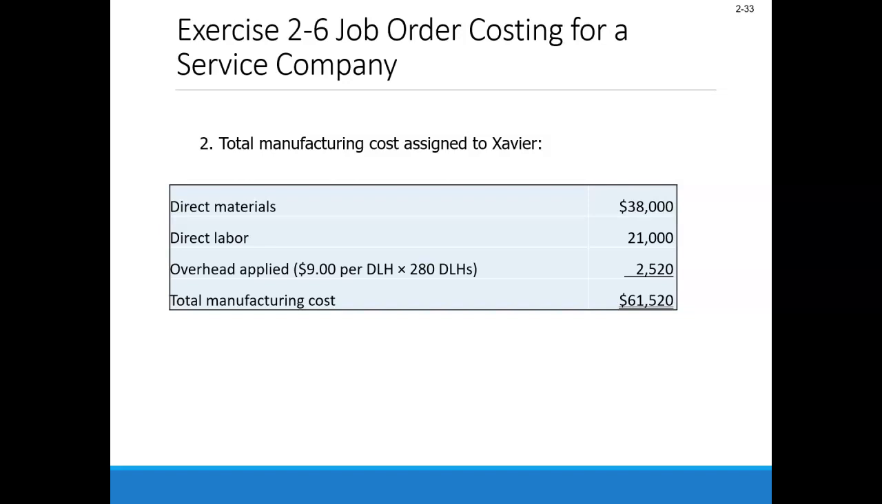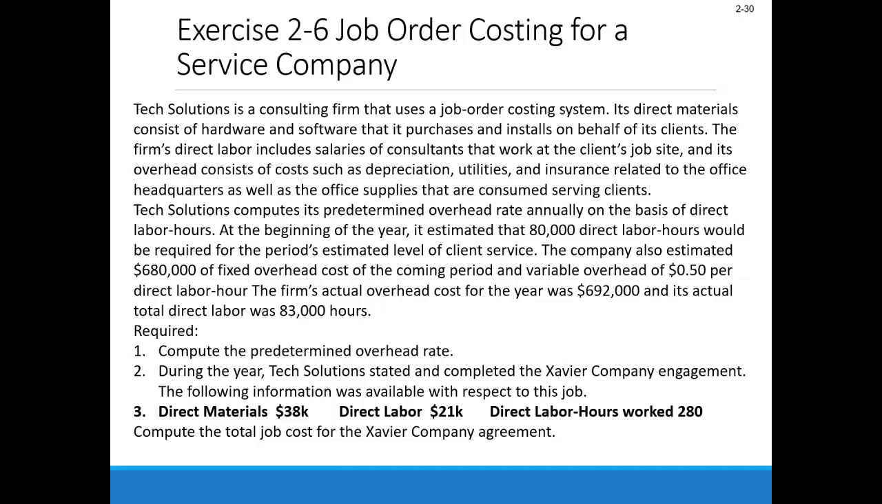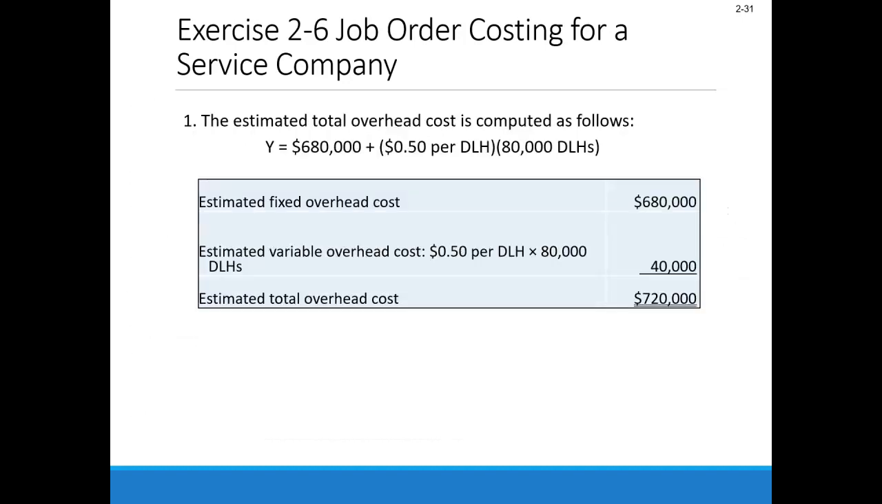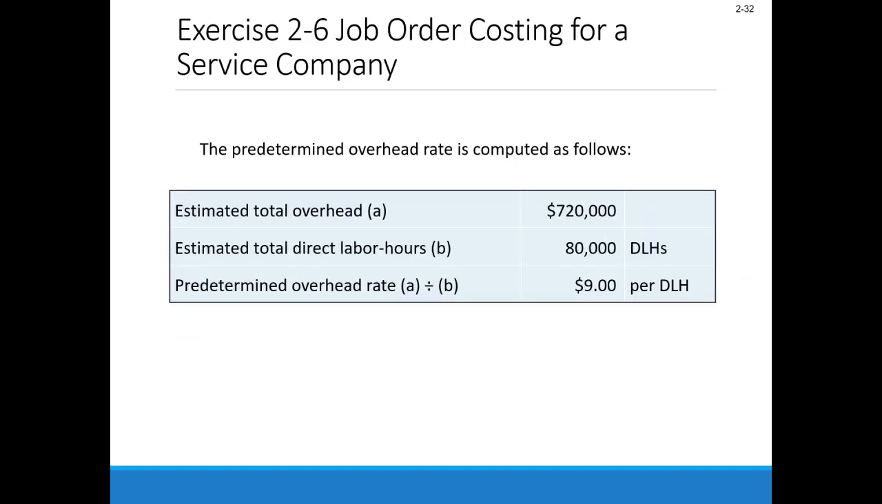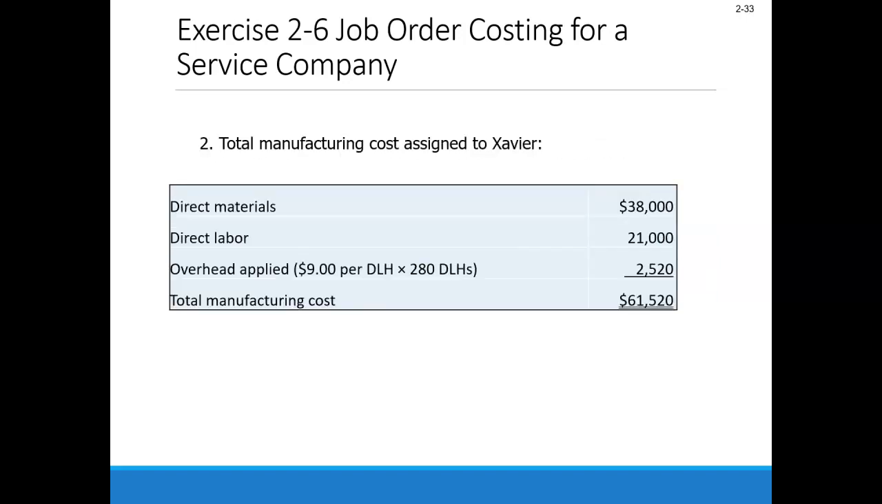What's going to get assigned to Xavier? Well, we know the direct materials of 38,000. We know the direct labor of 21,000. And we know the direct labor hours worked are 280 hours. The 280 hours times $9 per hour is what we're assigning as manufacturing overhead to this job. Does that make sense, guys? Yes, no.